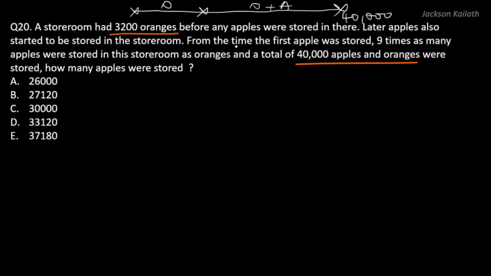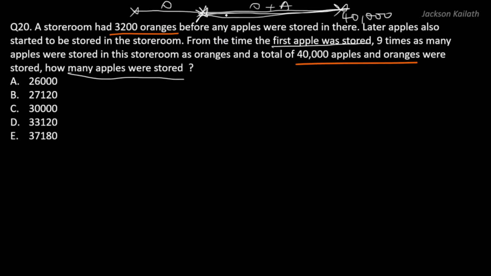It's also given in the question that from the time the first apple was stored, which is this time onwards, 9 times as many apples were stored in the storeroom as oranges. So if you take only this time period, for every orange that was stored, 9 apples were stored in the same storeroom. Now, what is the question that we need to find? We need to find how many apples were stored in this storeroom. So that's the question, right?